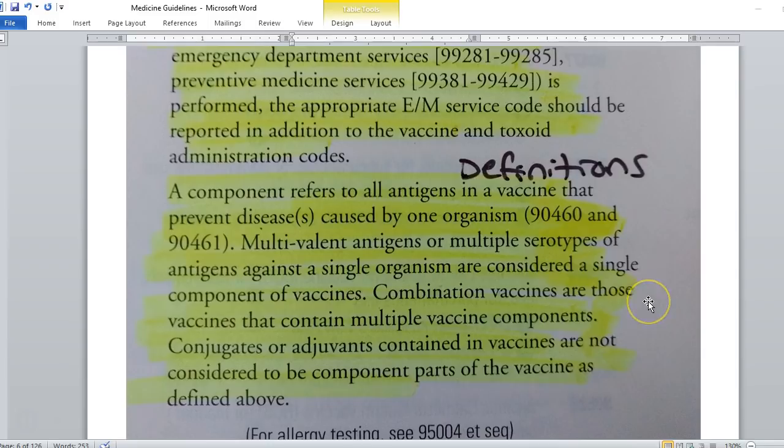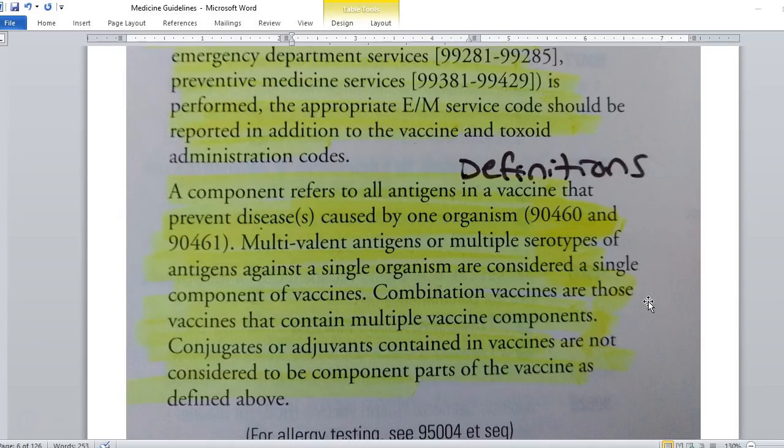Now, they go on to tell us, the component, okay, refers to all antigens in a vaccine that prevent diseases caused by one organism, okay? So again, when we hear about antigens, this is what causes the disease, and so we're using the vaccine to prevent this disease. So they go on to tell us multivalent antigens or multiple serotypes of antigens against a single organism are considered a single component of that vaccine. So for instance, we have a vaccine for Zika. It only has Zika in it, okay?